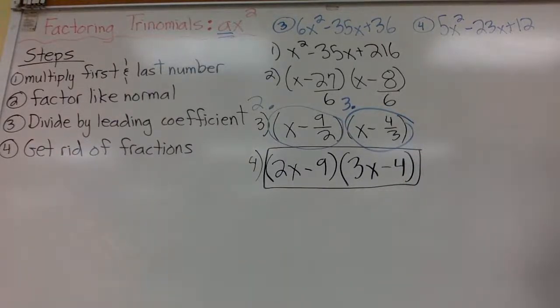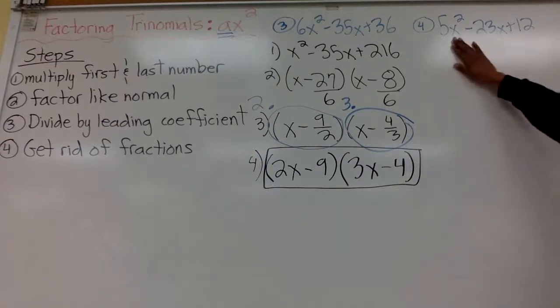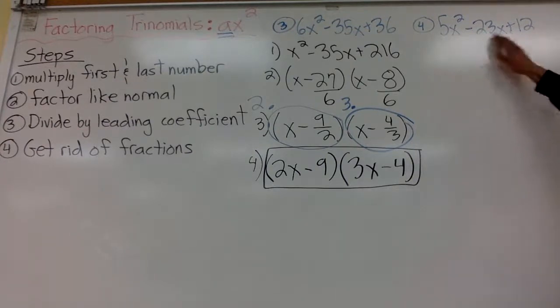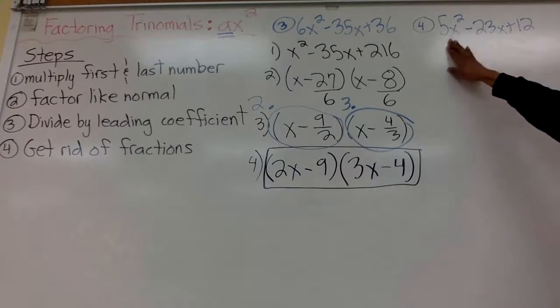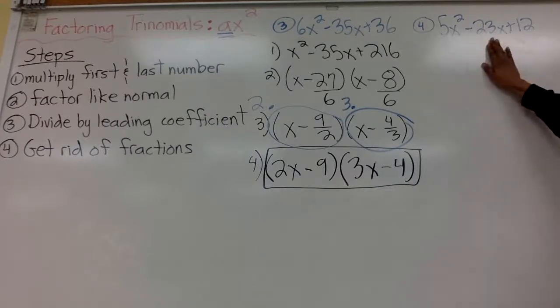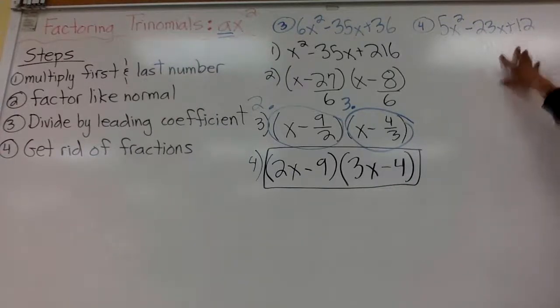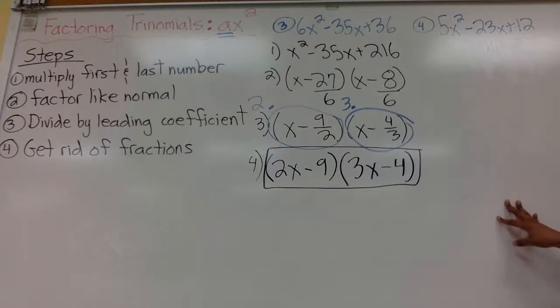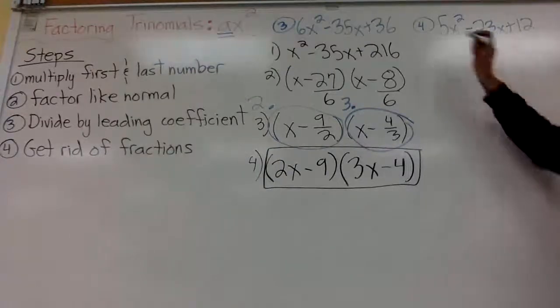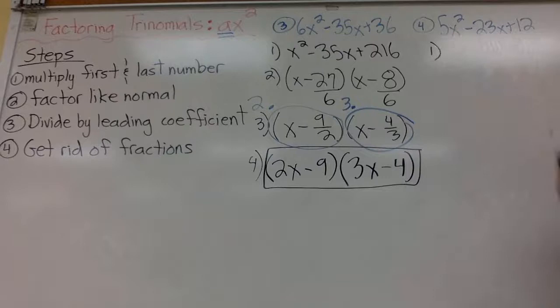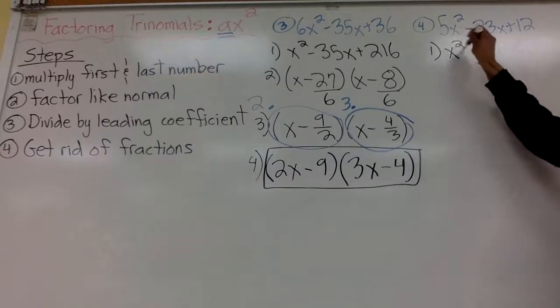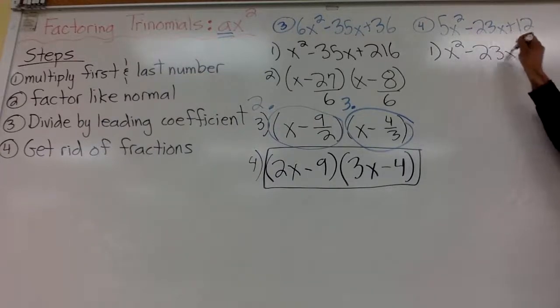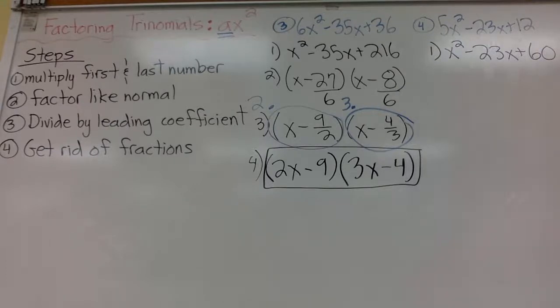All right, number 4. Number 4, we need to factor 5x squared minus 23x plus 12. So 5x squared minus 23x plus 12. We're going to go through and do our 4 steps. So step 1 says multiply the first and the last number. So 5 times 12 gives me 60. All right, so that's step 1.